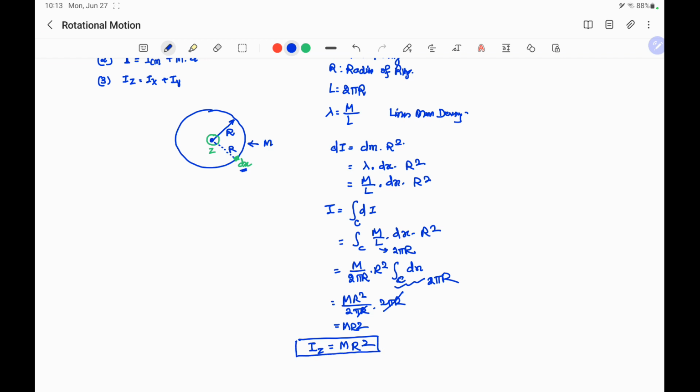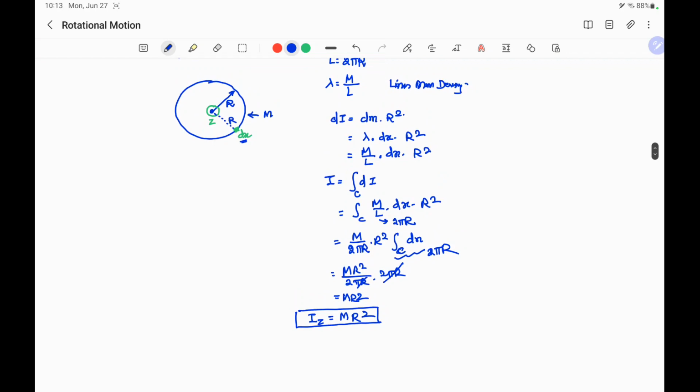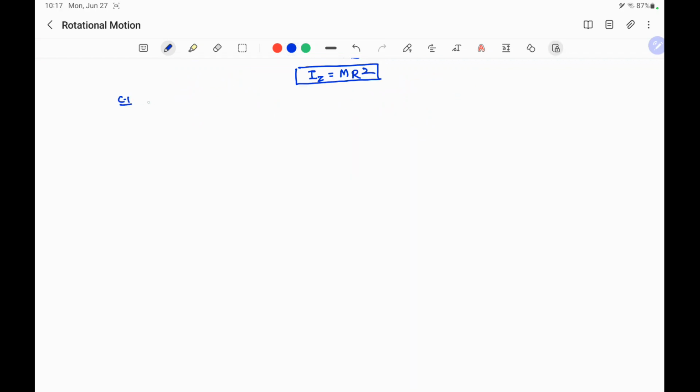Using this formula, we can calculate the moment of inertia of the circular ring in different cases. For example, in case 1, we have to find the moment of inertia of the ring about its diameter, which is in the plane of the ring. If we draw the figure, this is the ring and a diameter is passing through the center along the x-axis. Another diameter is along the y-axis. And the distribution of mass about the x and y-axis are equal.